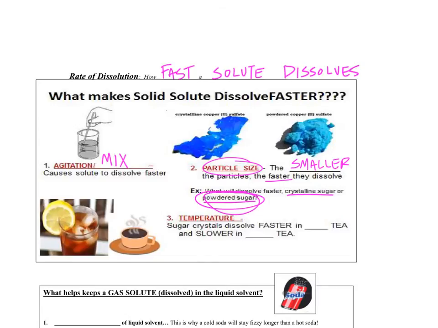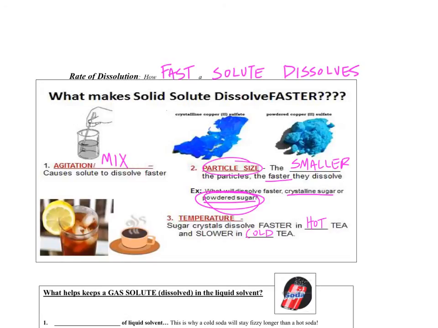And another thing that can affect the rate at which something dissolves is the temperature. The sugar crystals dissolve faster in hot solvents and slower in cold solvents. So if you've ever tried to dissolve sugar in cold tea, you've probably had some success because a lot of us drink iced tea. However, if you were to compare dissolving sugar in cold tea versus sugar in hot tea, you'll notice that the sugar in the hot tea dissolves much more quickly than in your cold tea. So the temperature does play a part.